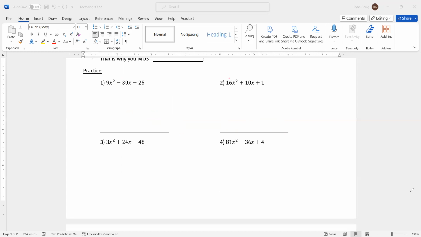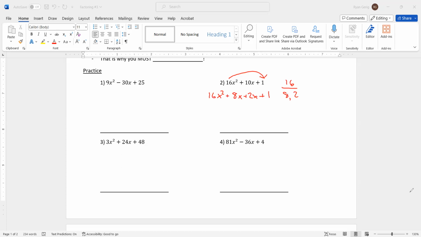There's no GCF. Do 16 times 1. I need two numbers that multiply to 16 and add to 10. Well, hopefully you can get that pretty quick. That's 8 and 2. So I'm going to rewrite this as 16x squared plus 8x plus 2x plus 1. Notice what I'm doing here. The special case didn't work.